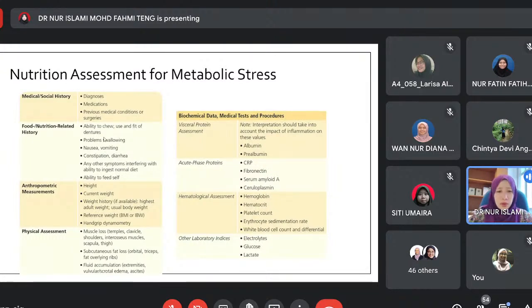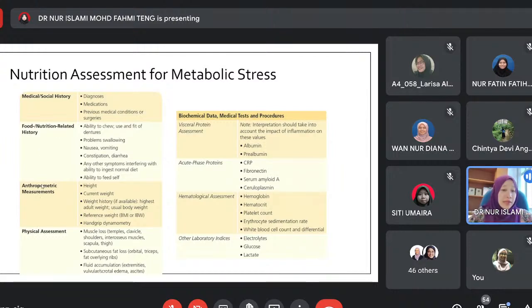Any swallowing problems? So this determines whether the patient can eat orally or we need to insert any other type of route of administration for the food. And then we check if the patient experiences any nausea, vomiting, constipation, diarrhea. So this is as well important because it determines berapa banyak yang nak kita bagi, kalau bagi enteral feeding, what kind of solution kan. So any other symptoms that interfere with ability to eat a normal diet and also ability to self-feed. Okay.